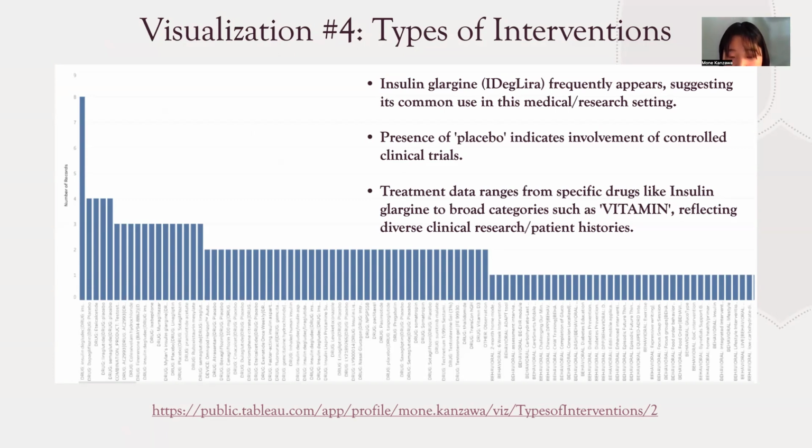The appearance of placebo on the list indicates that some of the entries may come from controlled clinical trials where a placebo group is necessary for comparison with the drug being tested. The treatments in data include both particular medication and broad groups like vitamin. This diverse mix suggests the dataset might cover a broad scope of clinical research or various patient histories. Next slide.